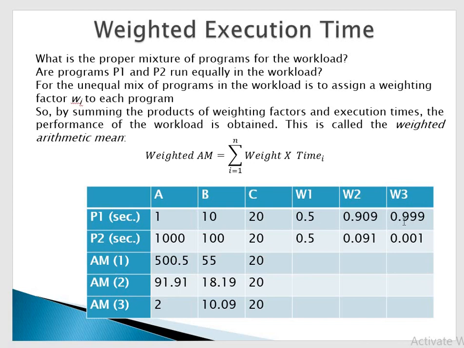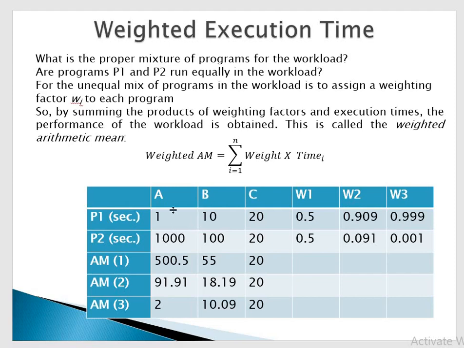Now we will calculate the weighted arithmetic mean. How can we calculate it? This is the equation which will be used to calculate the weighted arithmetic mean. It will be the sum of products, where the product is the weight allotted to that particular program and the execution time of that particular program for that particular machine. Okay, so this is how we evaluate the weighted arithmetic mean.